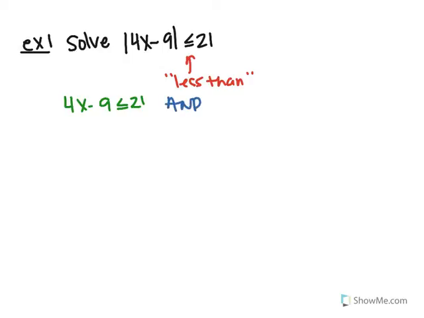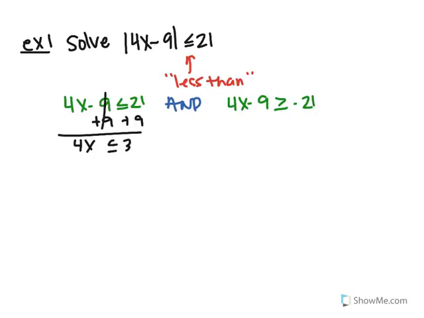So now what you're going to do is take that 4x minus 9, and then switch the sign and make it negative. So it'll be now negative 21. And those are the two inequalities that you're going to solve. So I'm going to add 9 to both sides, and I end up getting 4x, this cancels, is less than or equal to 30.